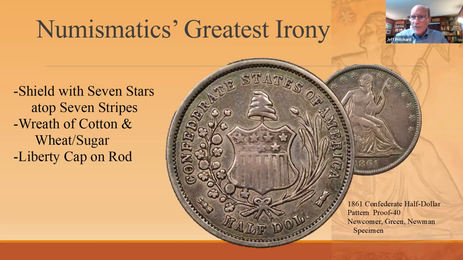Now, the Confederacy made 4 of these patterns. And prior to producing any large quantity, Secretary Memminger closed the New Orleans Mint. That was on April 30th. And there are several schools of thought as to why the mint was closed.